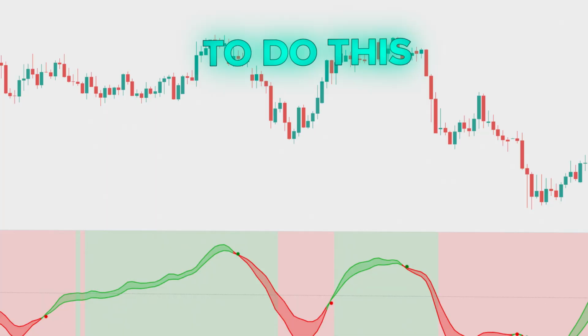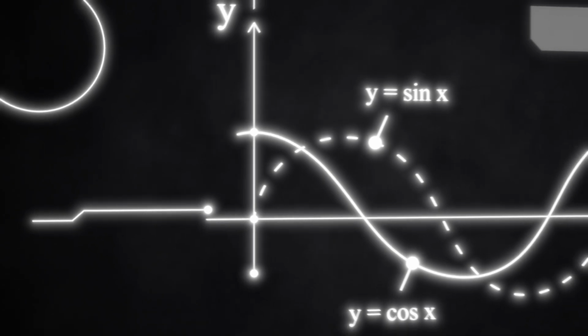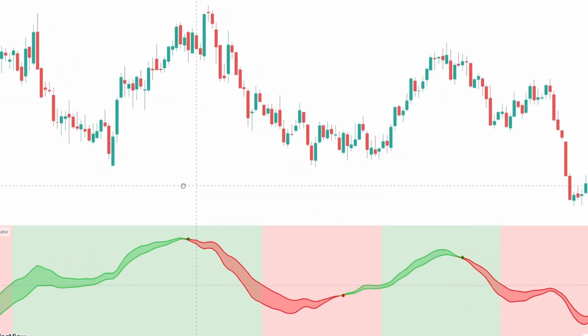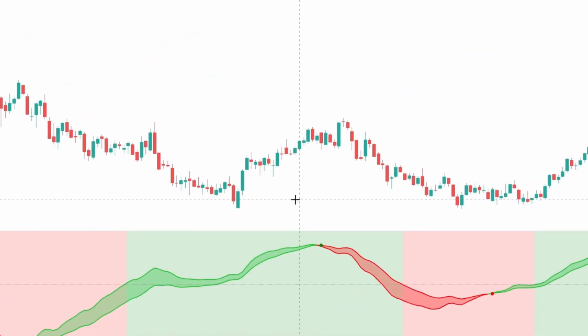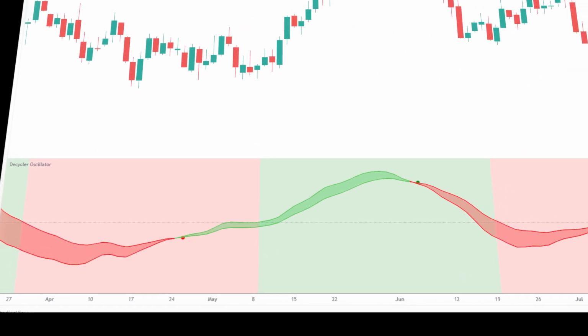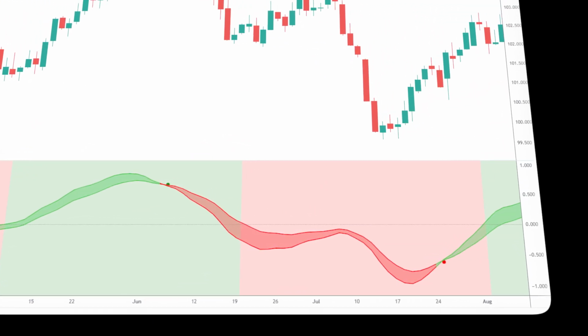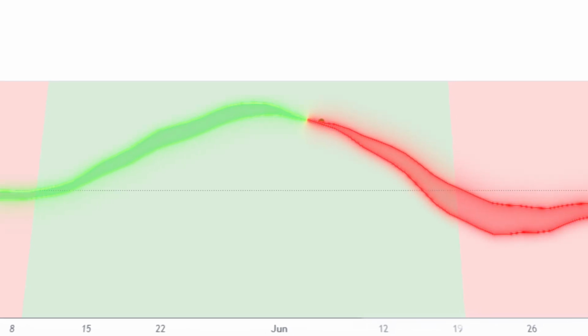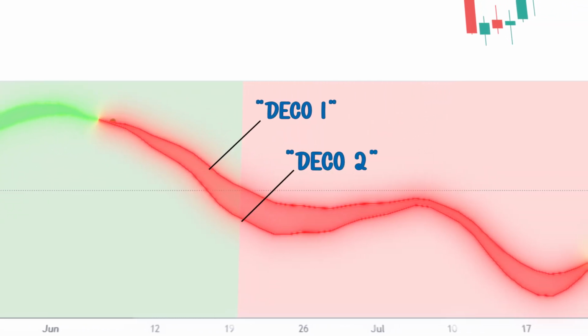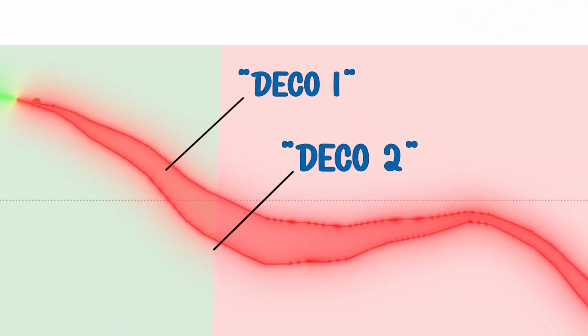As I mentioned, this indicator is based on identifying market cycles. To do this, it uses two high-pass filters. A high-pass filter is a mathematical tool that removes the least probable frequencies from a signal, allowing only the most probable frequencies to pass through, thus giving only the signals with the highest probability of success. In the case of the Decycler oscillator, two such high-pass filters are applied to the price data, one with a shorter period and one with a longer period. This gives us two different oscillators, which we will call Deco 1 and Deco 2.